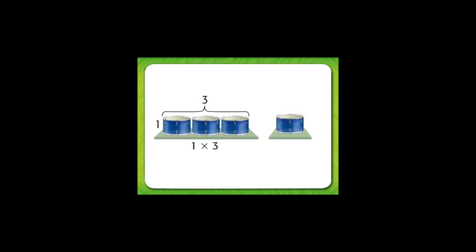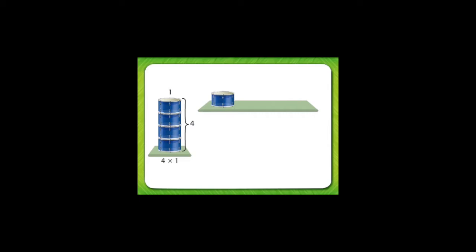We can also stack the 3 drums in one column. This also results in the factors 3 and 1. These rectangular arrangements show that the only factors of 3 are 1 and 3. When a number like 3 has exactly 2 factors, the number is prime.